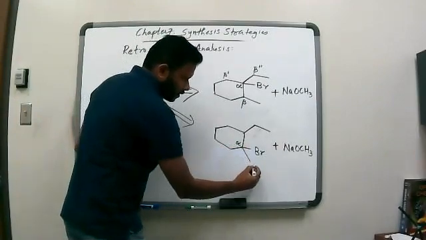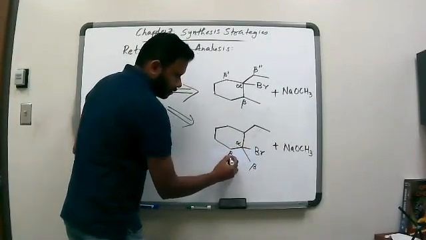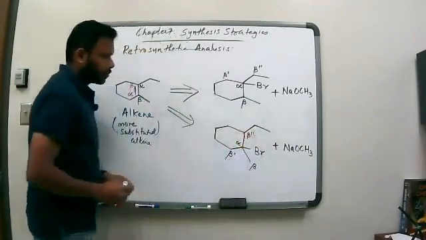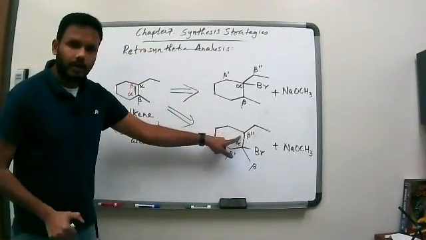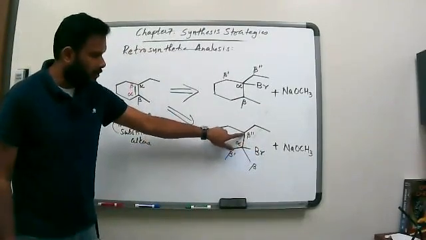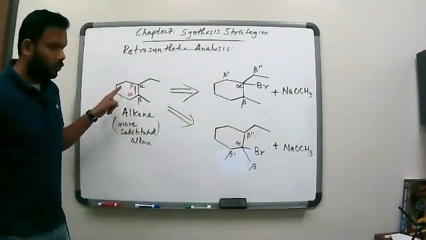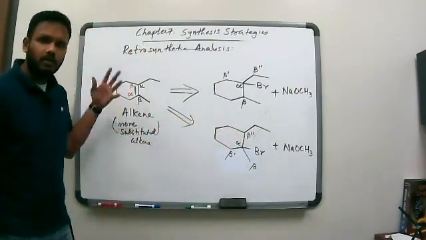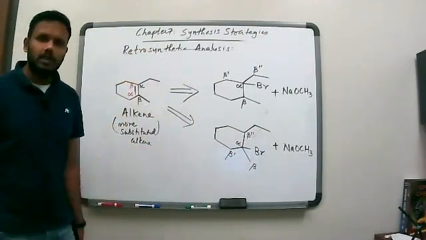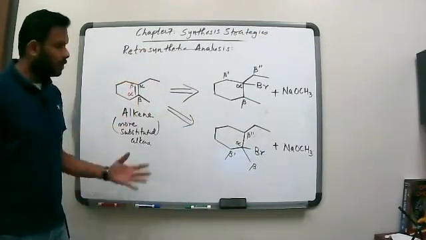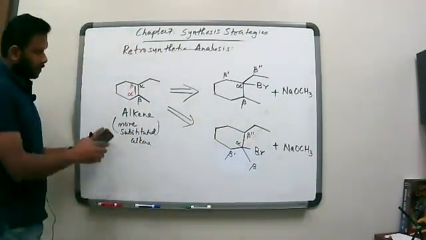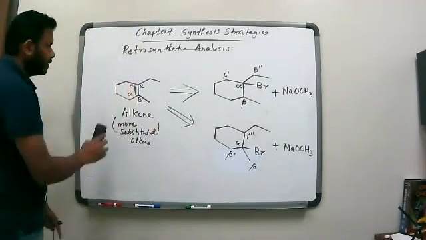Because this is alpha, now we have beta, beta prime, and then we have beta double prime. The hydrogen at the beta double prime position is going to give us the most substituted alkene, which is going to be our major product. So we can basically do this for elimination reactions also, so we can predict what our starting material is.